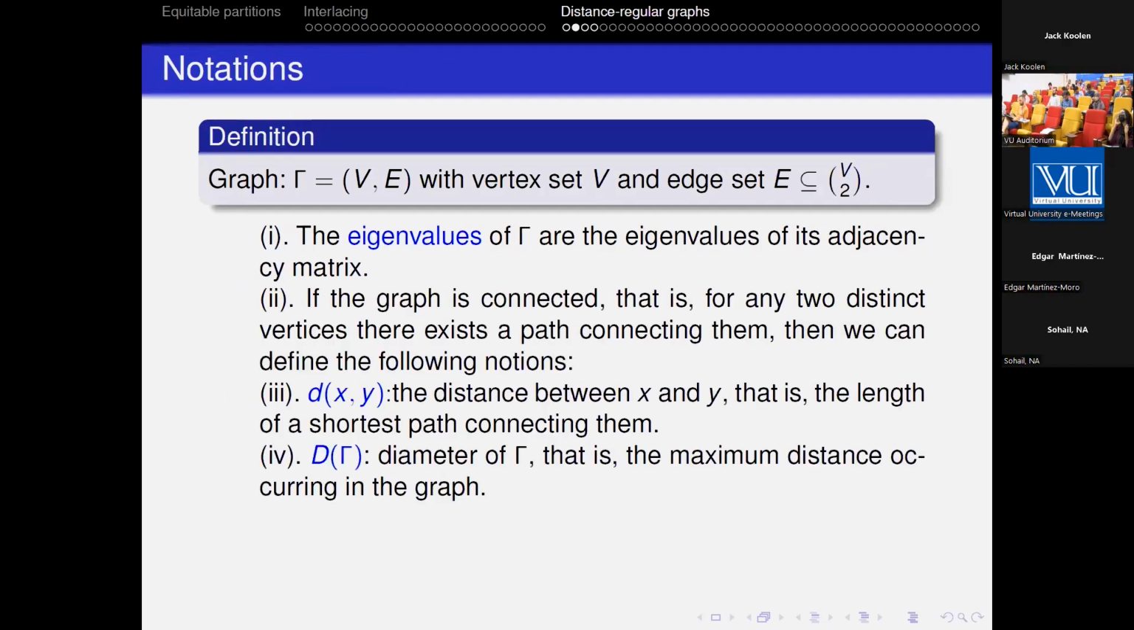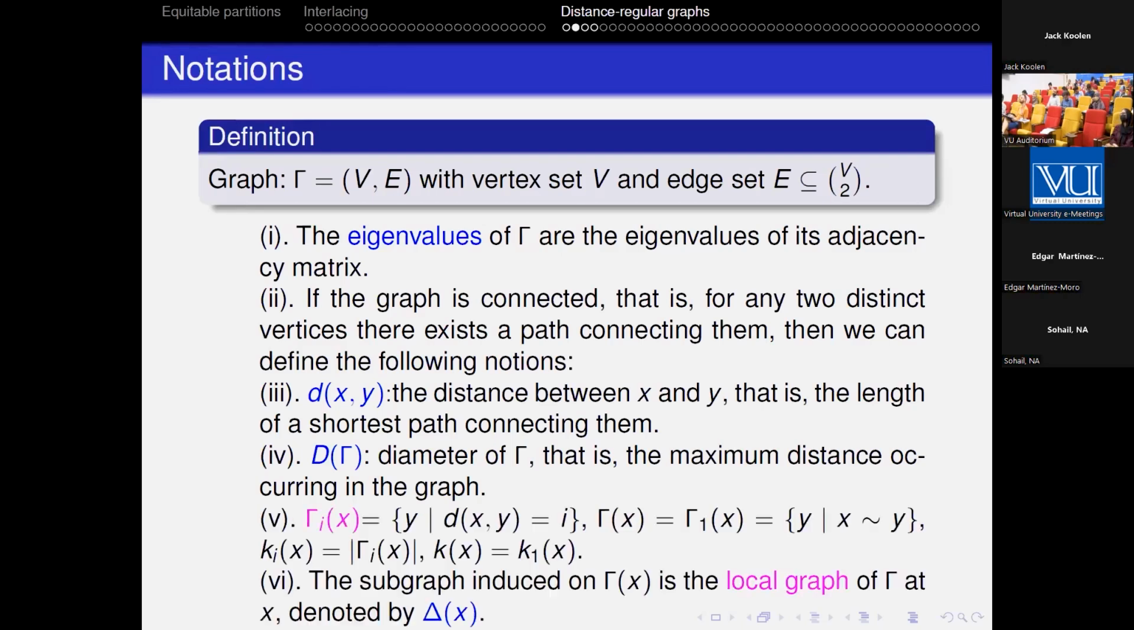We have already seen these things, but now Γ_i(x) is the set of vertices at distance i from the vertex x. That is the main difference. I write Γ(x) for Γ_1(x), the neighbors. And k_i(x) is the cardinality of Γ_i(x), and k(x) is the valency, that is k_1(x). We also want to discuss the local graph, that is the graph on the neighbors of x.